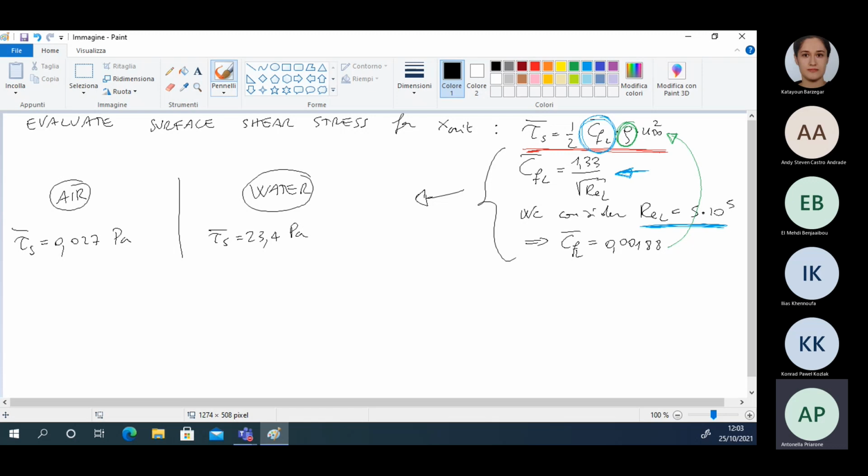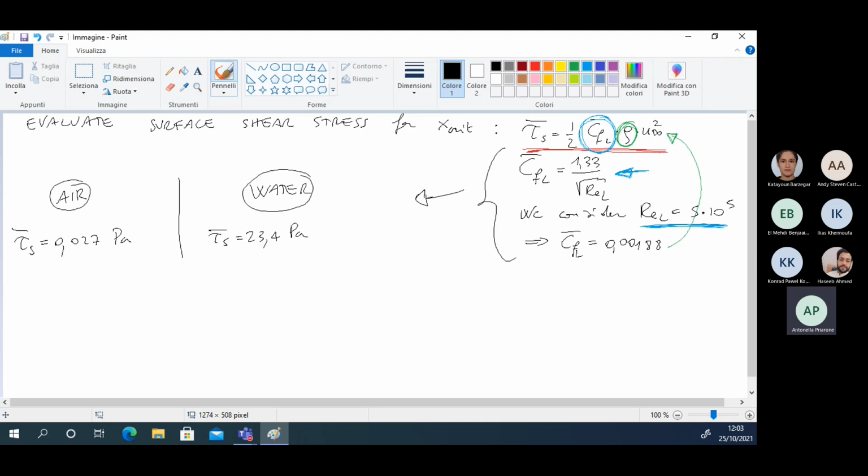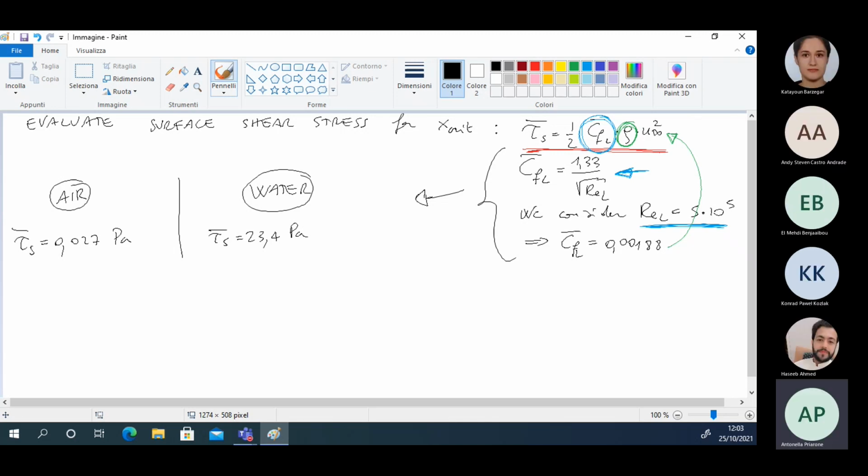Now I have to analyze the heat transfer rate. So I'm interested in estimating first the Nusselt number and the H value, and then the heat transfer rate. Okay.